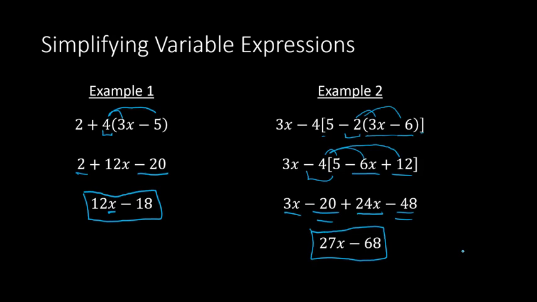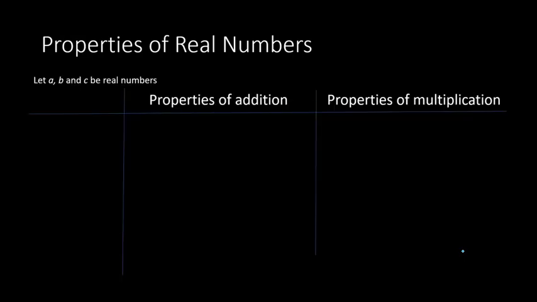Now, switching gears once again, we have talked a lot about numbers in this particular lesson. That was the topic, was real numbers. And so dealing with numbers, okay, we have properties of real numbers that will help us to perform different operations. So here we see a little chart. So we're going to let A, B, and C be real numbers. And we have addition properties and then multiplication properties.